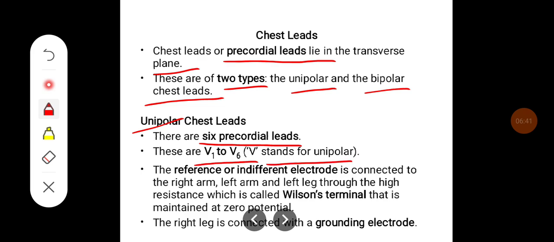V stands for unipolar. The reference or indifferent electrode is connected to the right arm, left arm and left leg through a high resistance, which is called Wilson's terminal, that is maintained at zero potential. The right leg is connected with a grounding electrode.